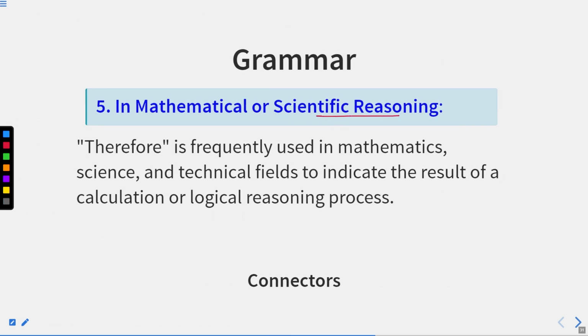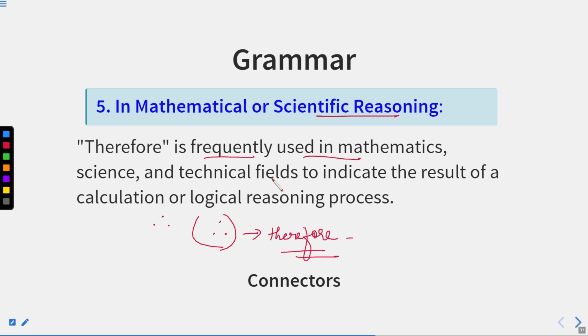In mathematical or scientific reasoning, so many times you must have seen mathematical equations or scientific reasoning. So you must have seen this word therefore many times over there. So therefore is actually used in those cases. One more thing is there. If you solve any mathematical problem, whenever you write any step, you just mark these three dots like this. So this is actually the symbol of therefore, which we use in mathematical equations or to make the steps.